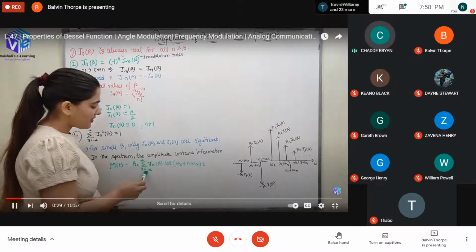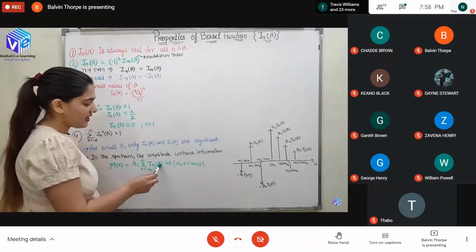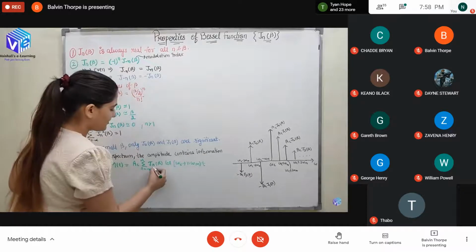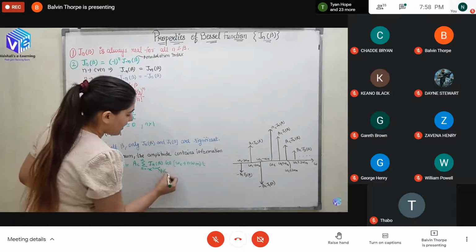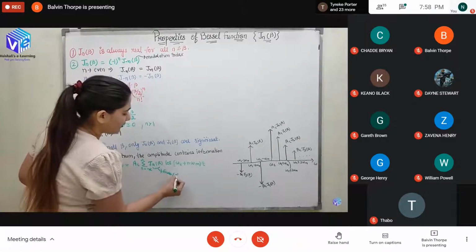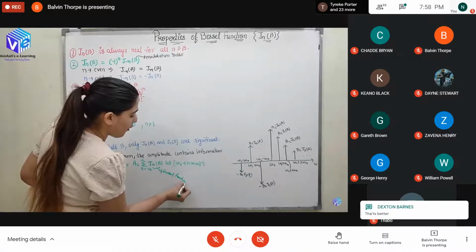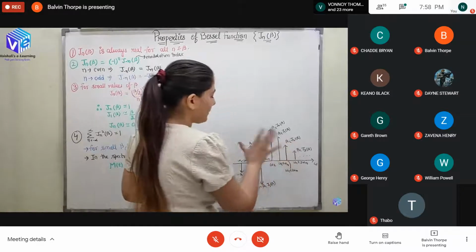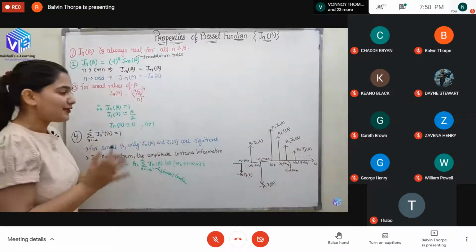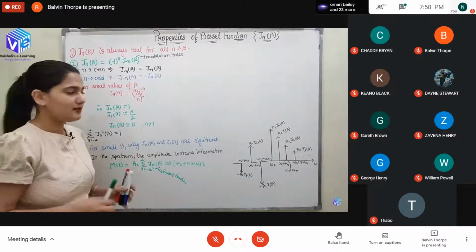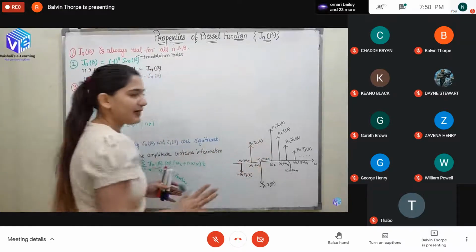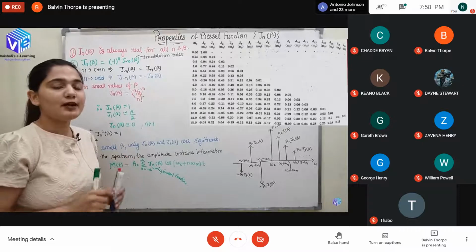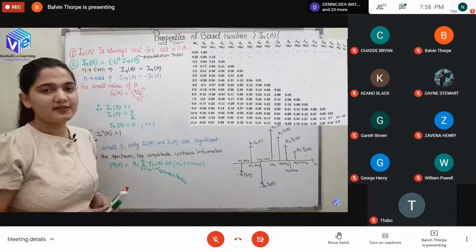So in my wide band FM, the modulated signal was represented as A_c summation n equals minus infinity to infinity J_n(beta) cos(omega_c + n omega_m)t. So this is my Basal function. I introduced the frequency spectrum of the modulated signal as well. The frequency spectrum was looking like this. I introduced one of the properties to discuss the frequency spectrum in my previous video as well. So here we'll see in detail what are all the properties of the Basal function.